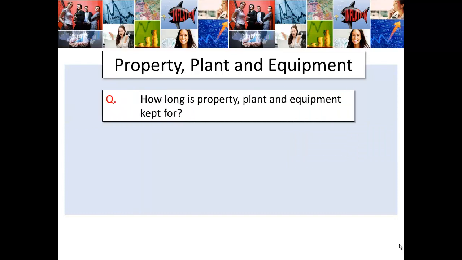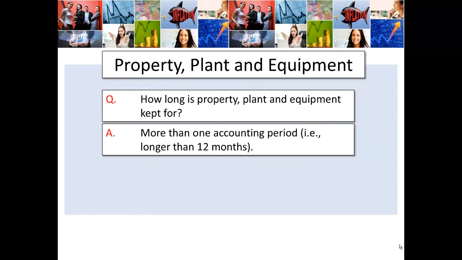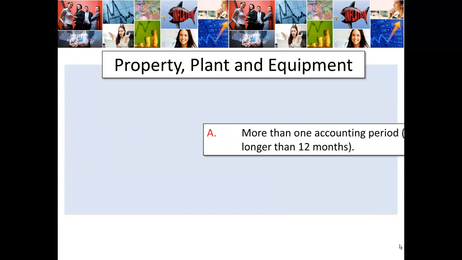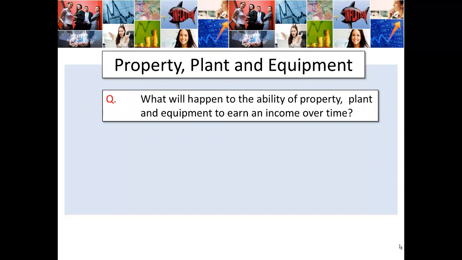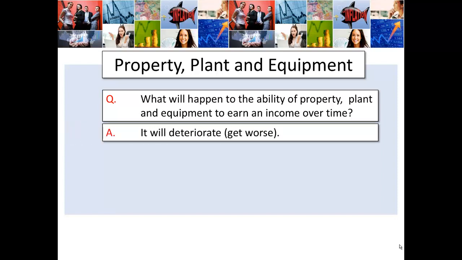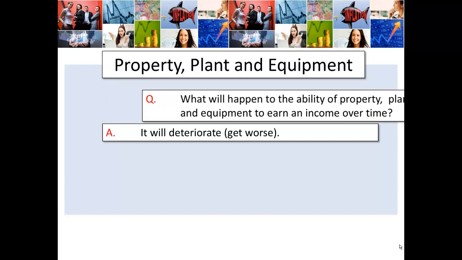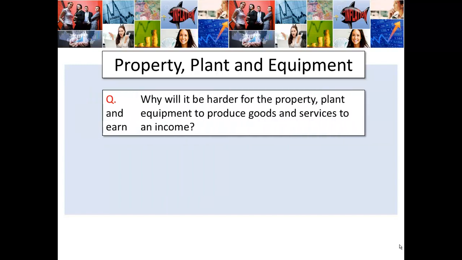How long is property, plant and equipment kept for? More than one accounting period, so longer than 12 months. Now what's going to happen to the ability of property, plant and equipment to earn an income over time? As the asset deteriorates, that ability to earn an income over time is going to get worse. Now it's going to be harder for PPE to produce goods and services to earn an income.